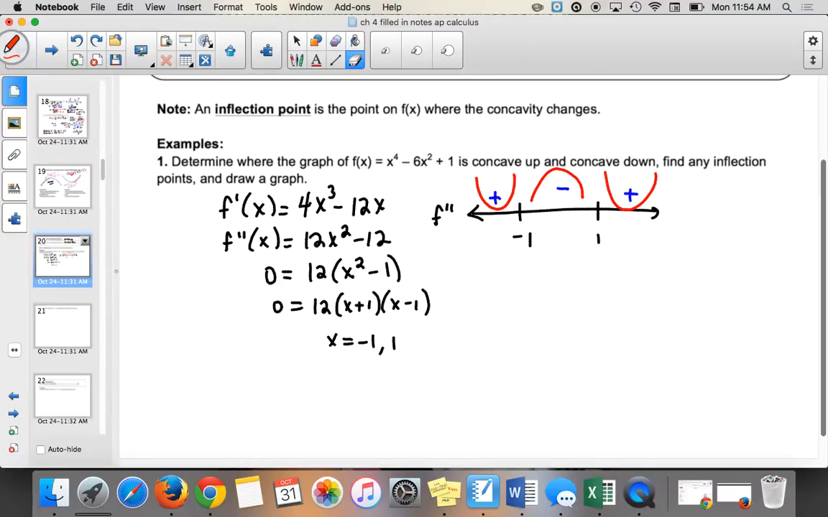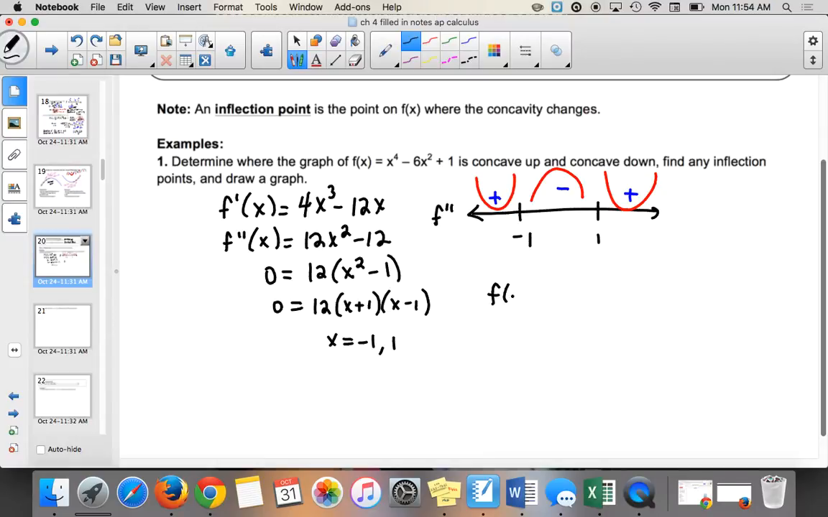All right, so our inflection points are very specific. It's never necessarily where the second derivative is equal to 0. That's not necessarily where an inflection point is, and I can show you an example of that. But it's where our concavity changes, from concave up to concave down or concave down to concave up. So where the second derivative changes sign. So where would our inflection points be in this case?